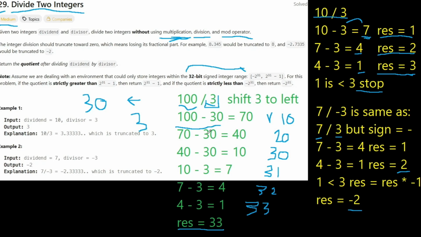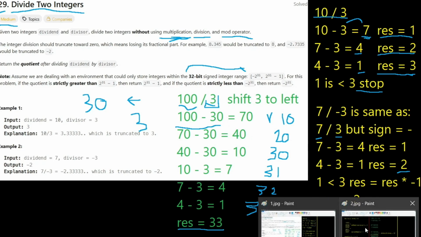Okay, but shifting in decimal does not exist. So how can we solve it in a good way? Let me bring the other slide here.